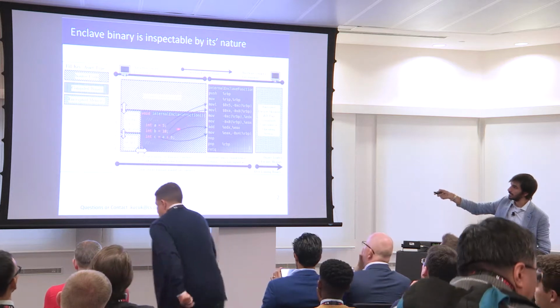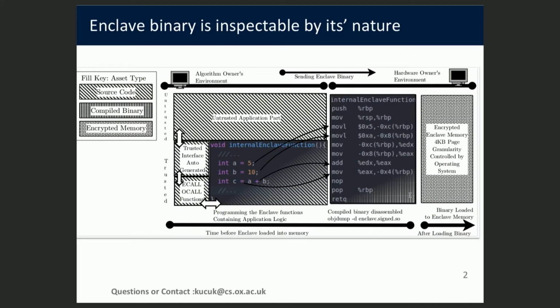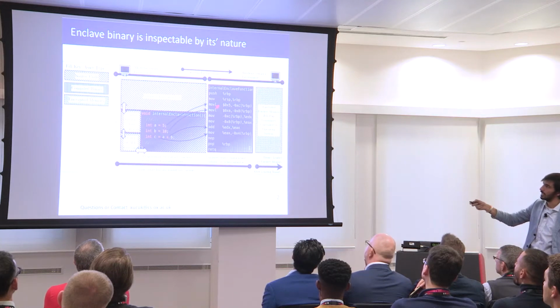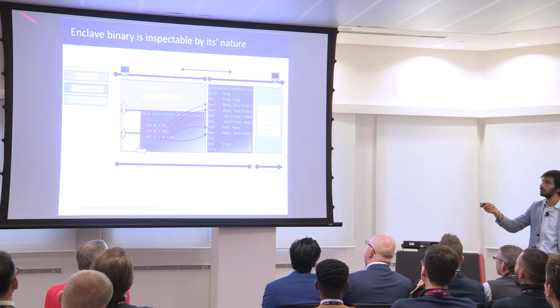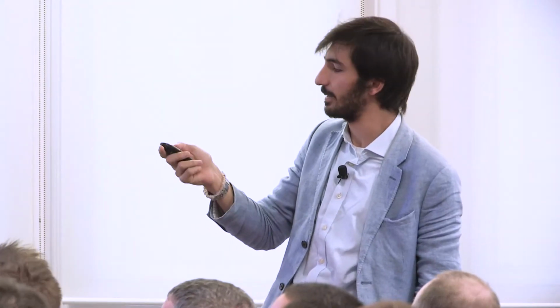But inside this, you compile it. This is the compiled binary. And until it gets into the memory pages, it is still visible. And this environment is the hardware owner's environment, so they can always disassemble the code, right? So the enclave code is not secret at the beginning.